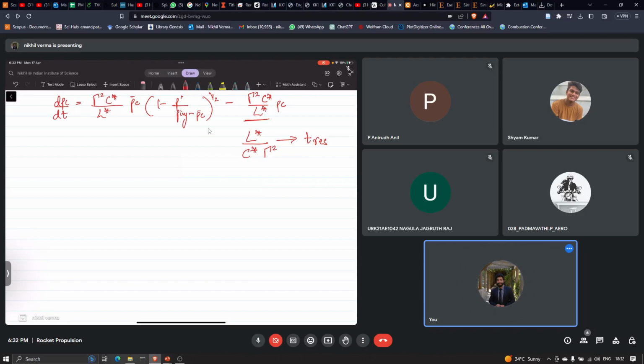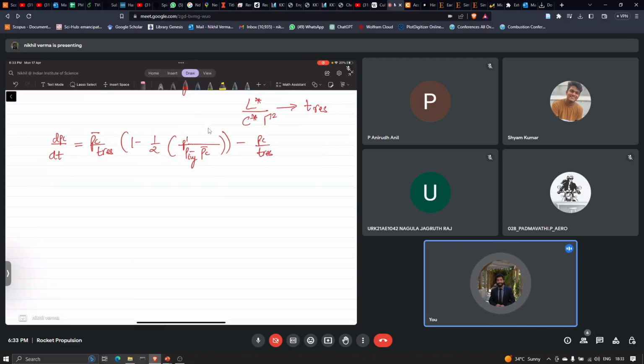So if you substitute this, you will get this equation: dPc by dt is equal to minus Pc by T residence. After some manipulations, you will get this type of equation, minus Pc by T residence.